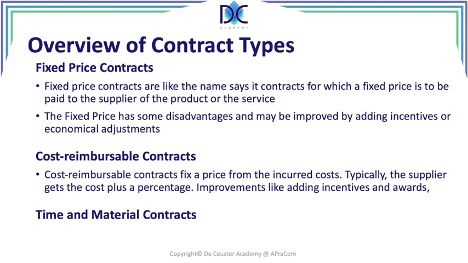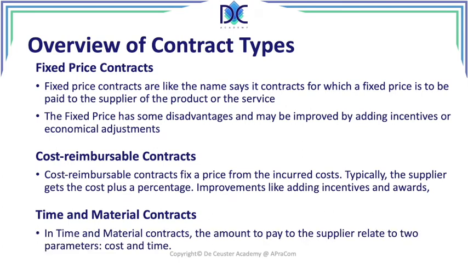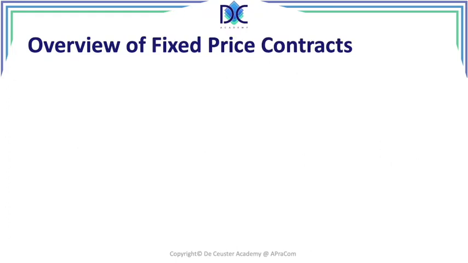Time and material contracts. Here we pay the material and the time separately. So basically they buy the materials and we pay the supplier for the time that it takes to install the work or complete the work. But we have to have a deeper dive into these different types of contracts. And let's first start with the fixed price contracts.